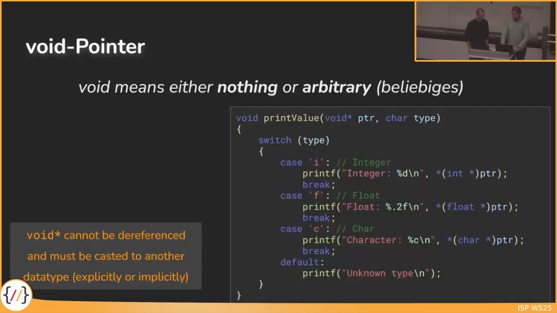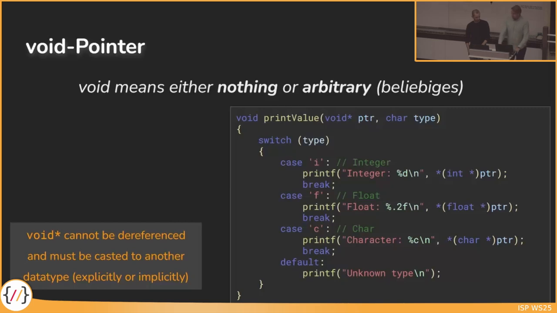And as mentioned before, we also have this special type of pointer, which is called a void pointer. We've already heard that void can mean actually nothing, so it can be anything, nothing, and arbitrary, German beliebiges. So we can also use the void pointer to store any kind of data type pointer in this pointer and later on convert it back to the desired pointer data type.